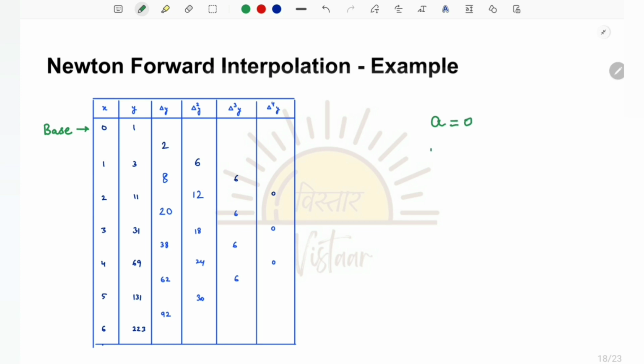Next, we have to calculate the value of 1.5. This value lies near to the base value, so we can use the Newton forward formula here. So x is equal to 1.5, and now we have to calculate for h, which is the distance between two consecutive data points. Here you can see that the distance between two consecutive data points is 1. So h is equal to 1.